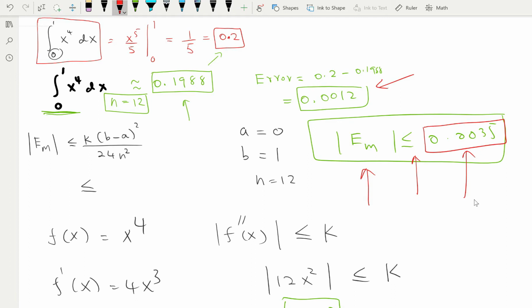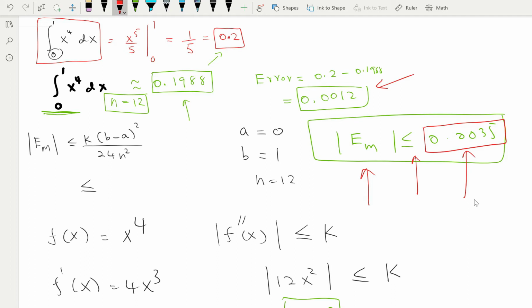Now what's the actual error? 0.0012. That's smaller than 0.0035, right? So what the error bound said is true. So the error bound is a worst case scenario prediction. Your actual error when you use the method is going to be definitely less than what the error bound formula says, okay? So that's the idea here.